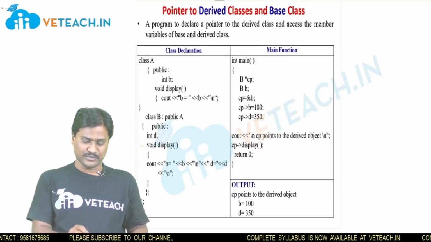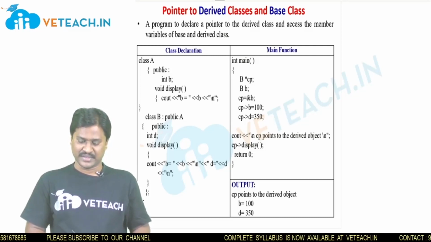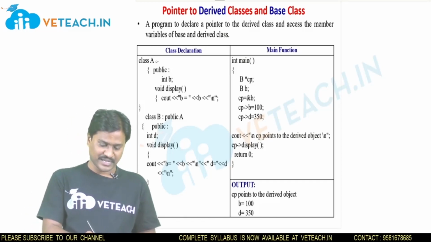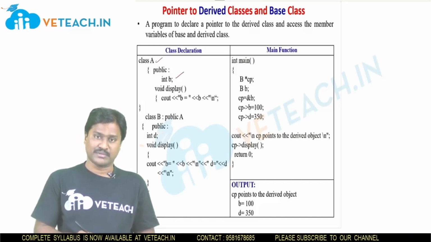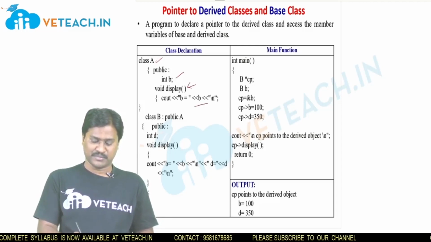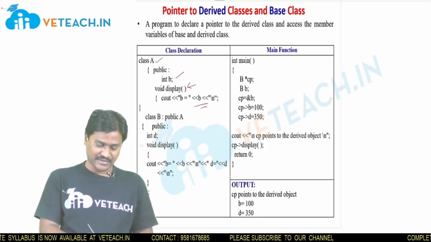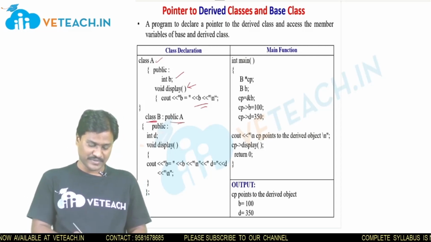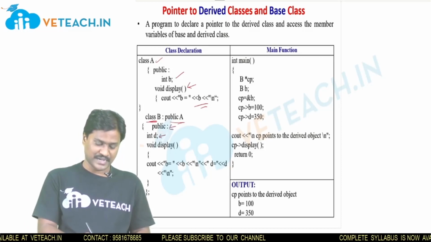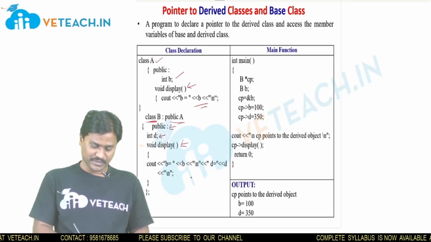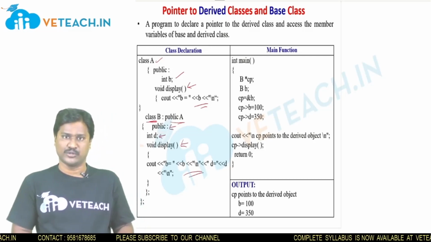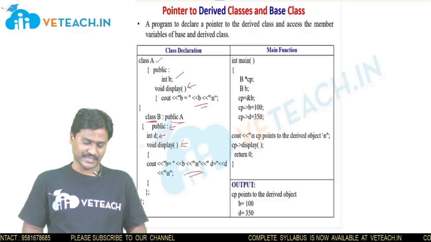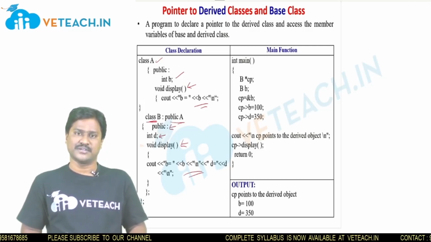So here is the program to declare a pointer to a derived class and access the member variables of the base and derived class. Here I have class A with a public section, one member variable and one member function displaying the value of B. And I have another class called B extending the properties of A publicly. In class B I have a public section and another variable D, and this display function displays both the B and D values. This is the behavior of these two classes using single inheritance, one derived class and one base class.